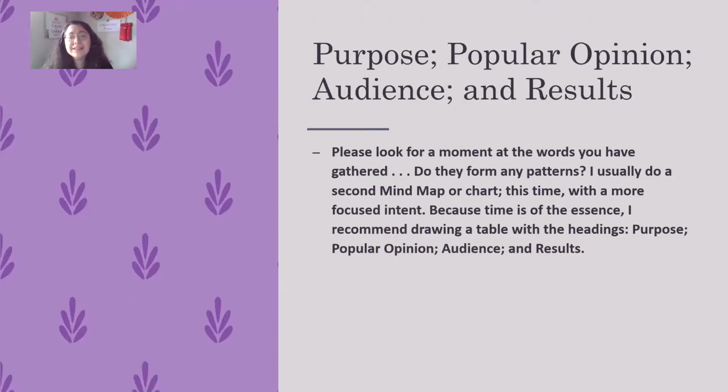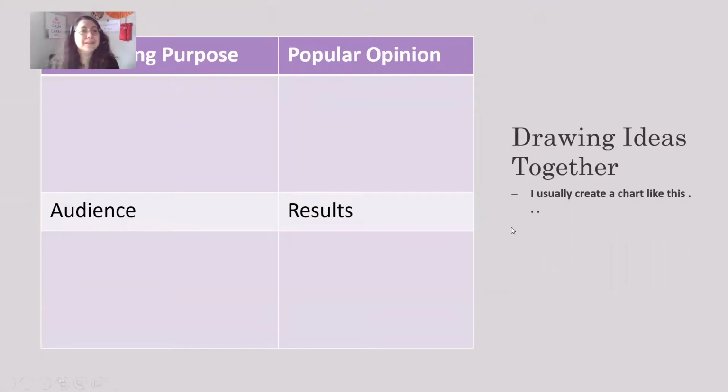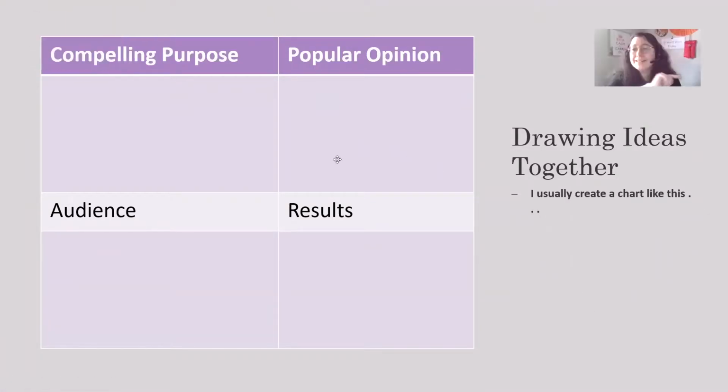Because time is of the essence, I recommend drawing a table with the headings purpose, popular opinion, audience, and results. Now I'm going to give you a moment to kind of set that up. You can pause this video and then continue. Okay, going to actually move my image to the other side. Okay, so we see here I have a grid, compelling purpose, popular opinion, audience, and results. I recommend creating a chart like this.